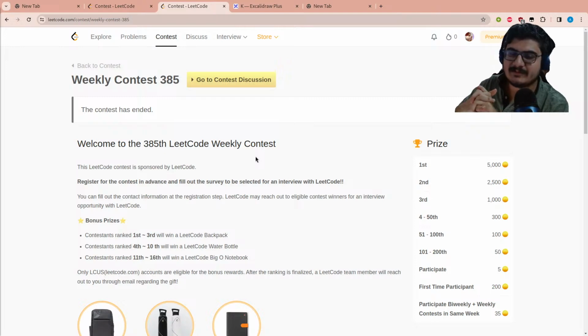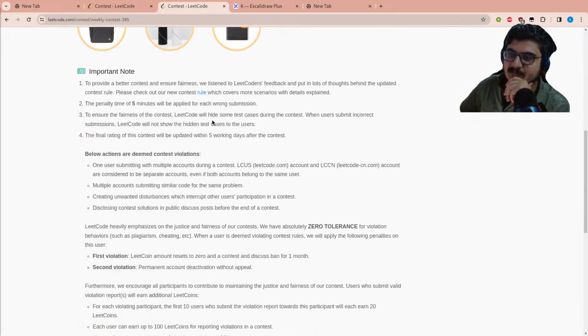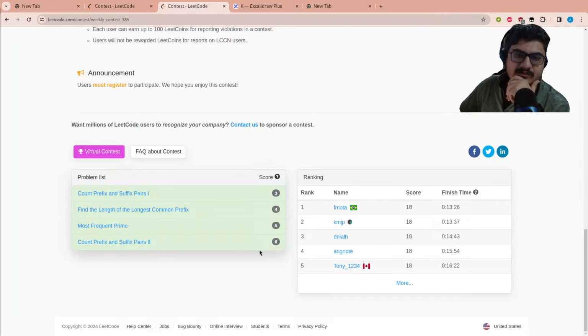Hello everyone. Today we will be discussing LeetCode Weekly Contest 385. There were four problems in the contest and I was able to solve all four of them. The problems were Count Prefix and Suffix Pairs 1, Find the Length of Longest Common Prefix, Most Frequent Prime, and Count Prefix and Suffix Pairs 2.